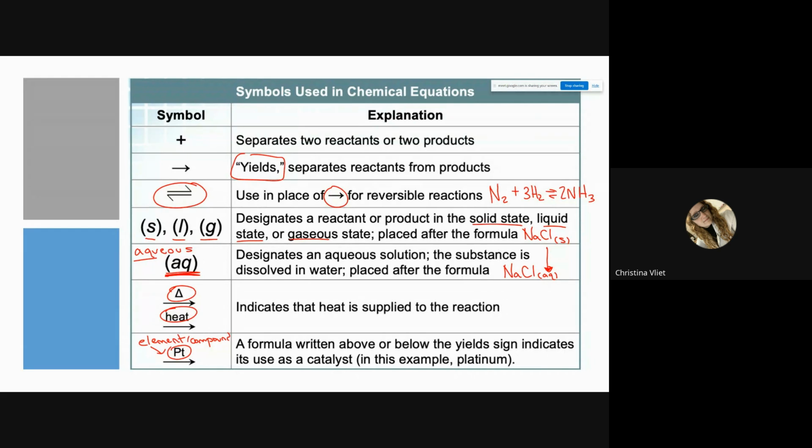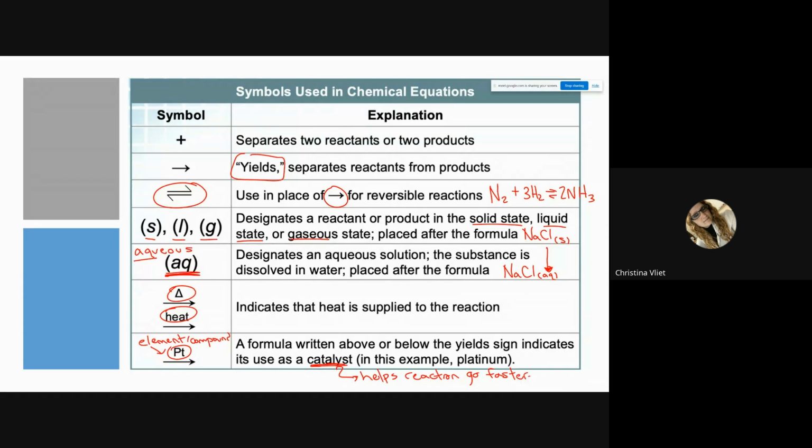But the idea here, just looking at what we have to know, is that if you see an element or a compound, which you'll see a capital letter there, at least one, or the name of it, that'll tell us that we have a catalyst. And a catalyst works to make a reaction go faster. It's a helper. A catalyst helps the reaction go faster.